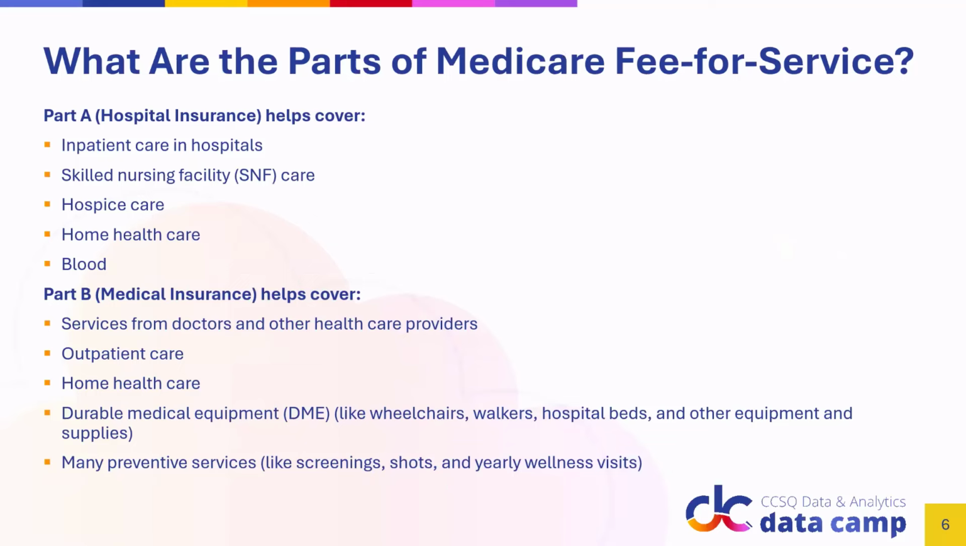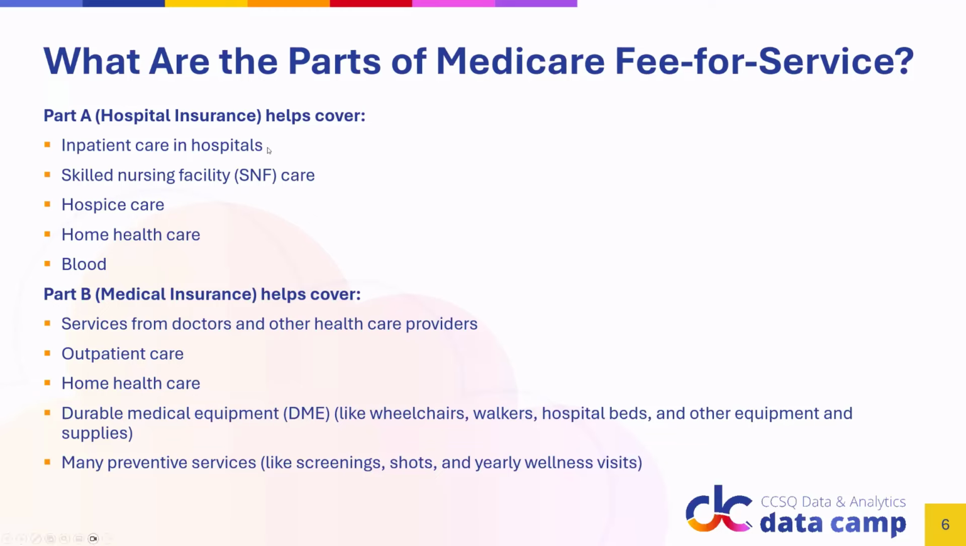What are the parts of Medicare fee-for-service? Part A, or hospital insurance, helps cover inpatient care in hospitals, skilled nursing facility or SNF, hospice care, home health care, blood, and Part B helps cover services from doctors and other healthcare providers, outpatient care, home health care, durable medical equipment or DME, and many other preventive services.